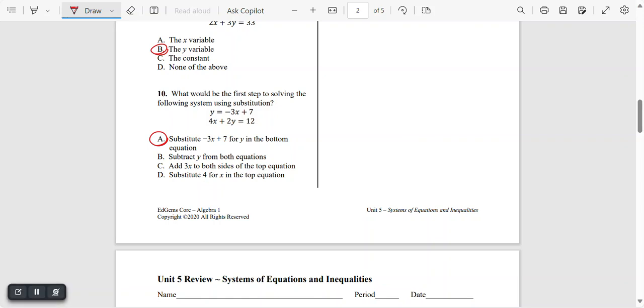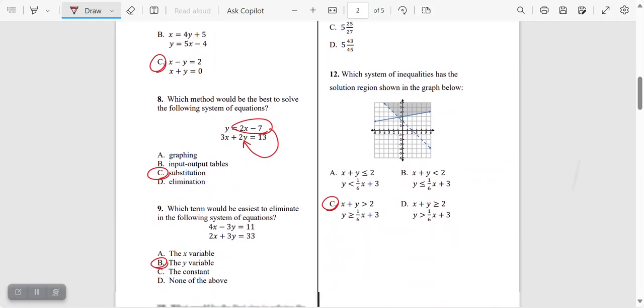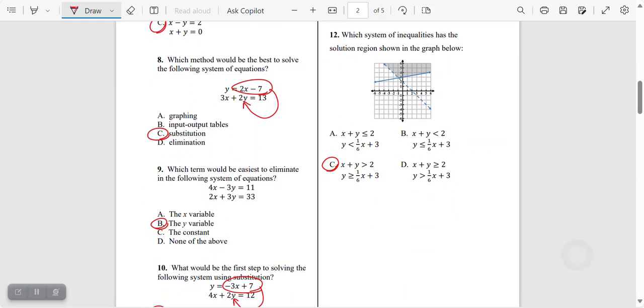10, what's the first step to solving the following system using substitution? So they specifically want you to think about the substitution method. We would substitute this negative 3x plus 7 in for y in the second equation. You do not have to do number 11. That's from lesson 6 that we skipped.